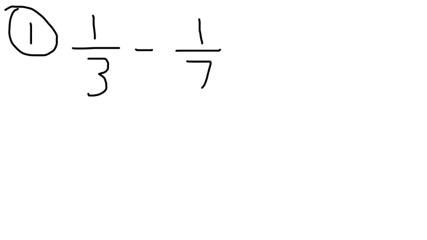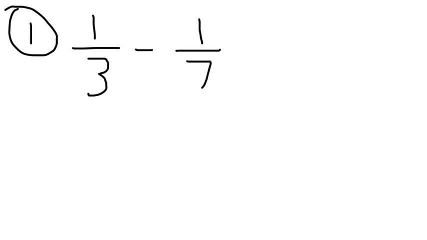Okay, number 1. We have 1/3 minus 1/7. Notice we do not have common denominators, so we need to come up with common denominators. Anytime we add or subtract, thirds and sevenths are not equal sized pieces. Thirds are much larger than sevenths, so we need to make them equal pieces so then we can subtract.